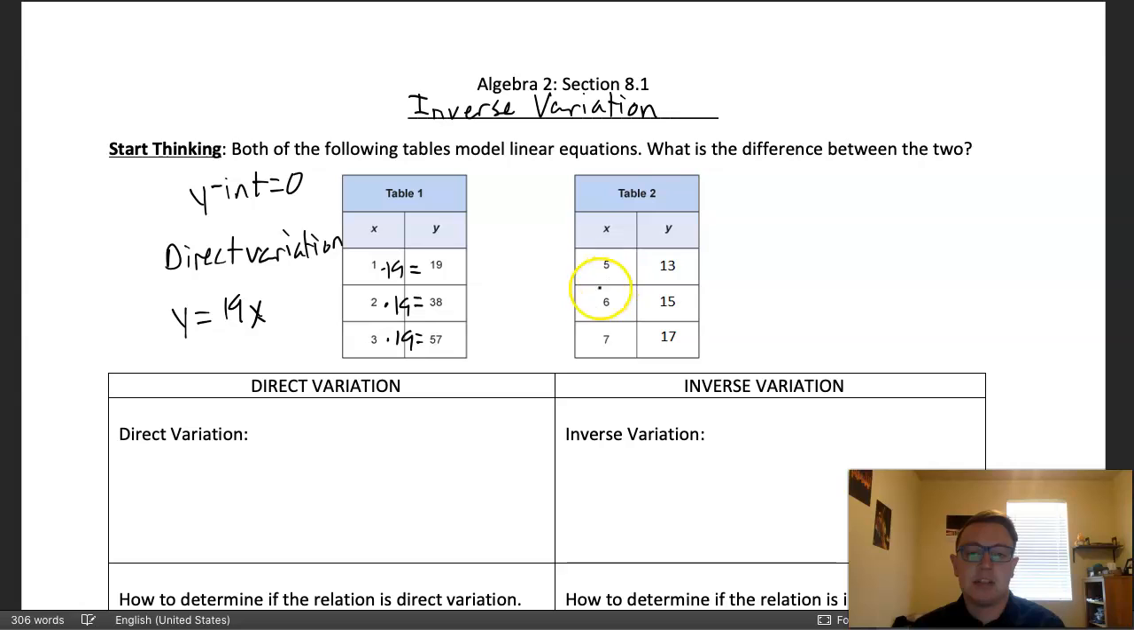What about for the second one? Well, we have 5, 13, we have 6, 15, and we have 7, 17. So it looks like we're increasing by 2 here. Right? So we're going up by 2, so we have 2x, but we have a y-intercept here. Right? If we went all the way back to 0, we would not end up at 0, so we can't figure this out immediately.